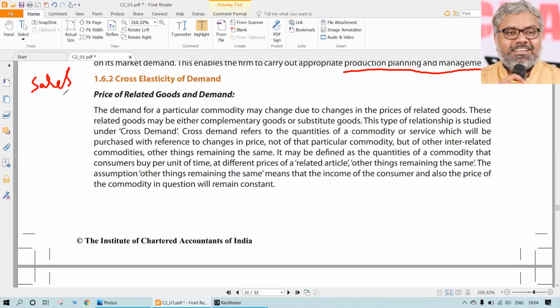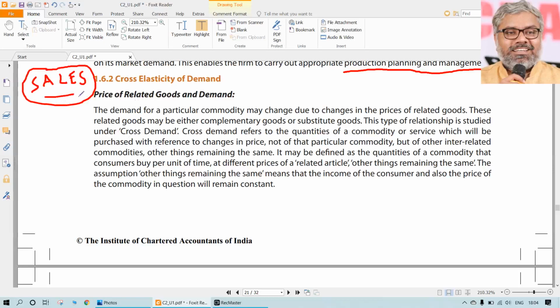Once sales are estimated, then only the remaining things like production can be estimated. So always we have to see how much sales could be achieved by an organization, which is the topmost priority for every organization. That's what we call demand forecasting, which we'll discuss in the same unit.